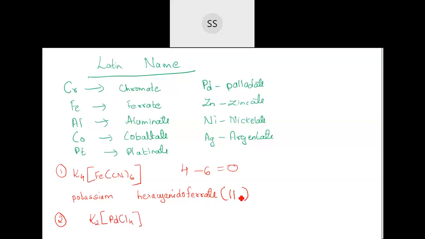Any doubts? Why is the oxidation number 2? Because the cyanide group has oxidation number minus 1, so minus 6. 4 potassium ions are there, so plus 4. So 4 minus 6 will be minus 2, which will go to that side. X is for iron. So X is equal to plus 2, and the iron oxidation state is plus 2.